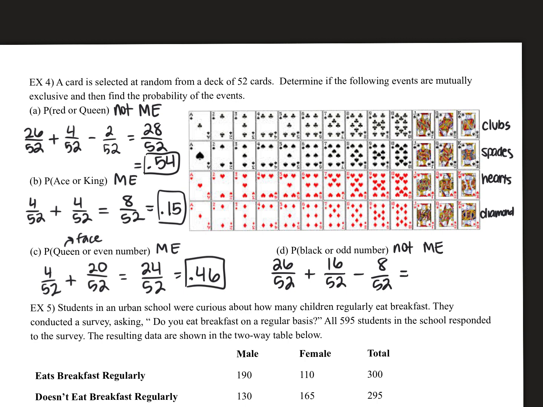So 26 plus 8, basically, because 16 minus 8 is 8, which gives us 34 out of 52, which is 0.65. So that was the highest percent out of all of the ones we did. So that's the same probability as red or odd number also has the same probability, mainly because black and red have the same probability. So you can always interchange those, and those will always have the same outcome, whatever you put them with.